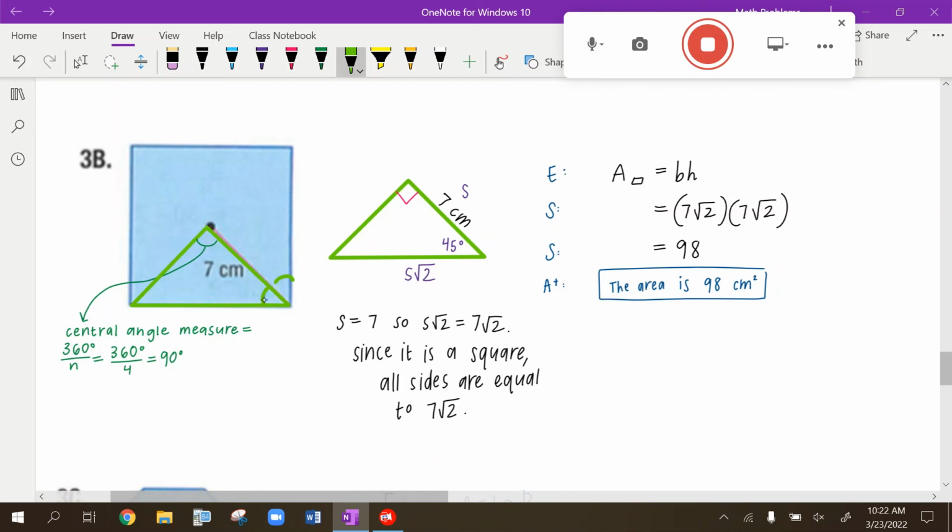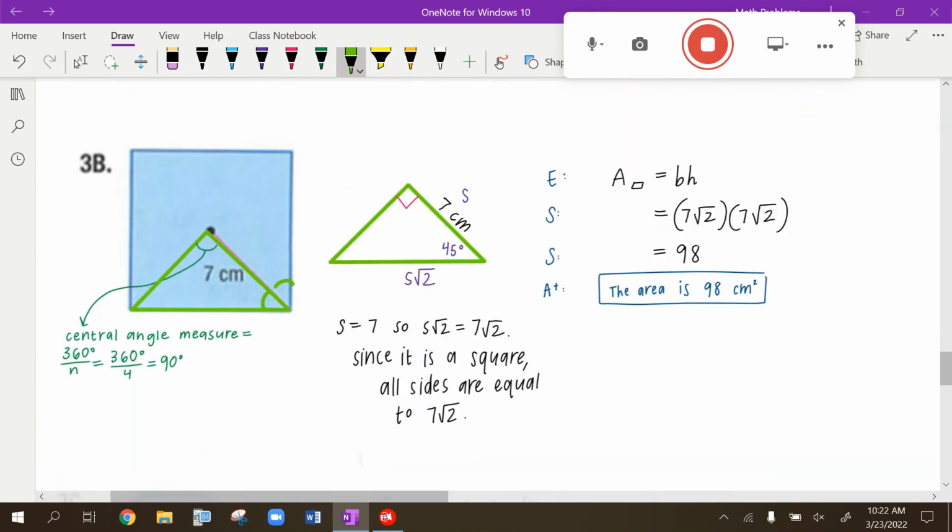So I knew that that was going to be a 45, 45, 90. I labeled the sides S and S square root 2. So since S was 7, each side must be 7 square root 2. So I plugged that into my formula, 7 square root 2 times 7 square root 2 to get 98. No matter how you do the problem, you should get 98 centimeters squared.